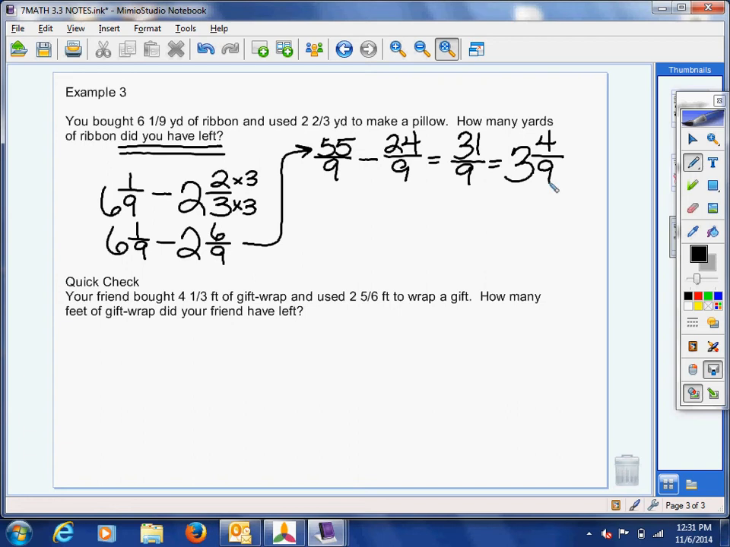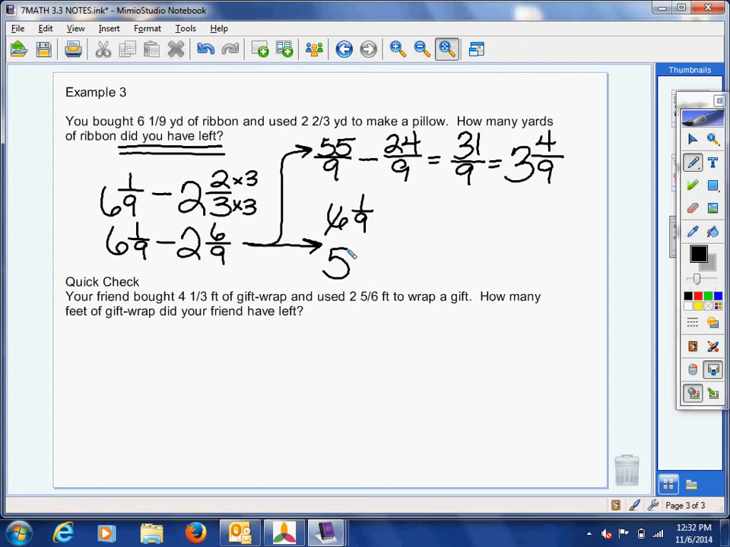Now, can you do 1 minus 6? No, you actually can't. You can do 6 minus 1, but you can't do 1 minus 6. So we are going to do something called the borrowing method. We're going to borrow from the 6. We're going to take 1 away from the 6, making it a 5. And we're going to take the 1 and add it to the 1/9.